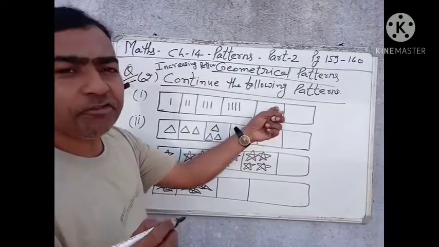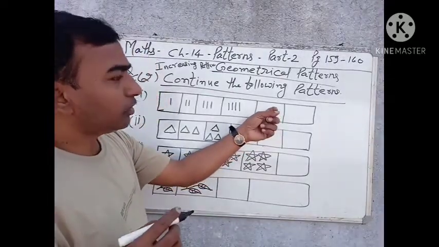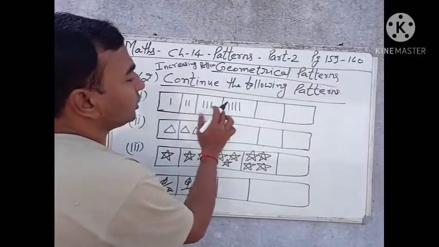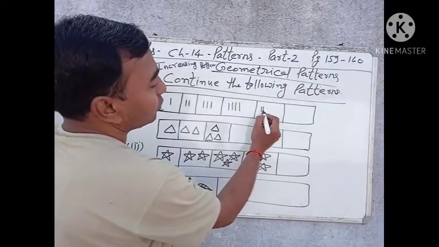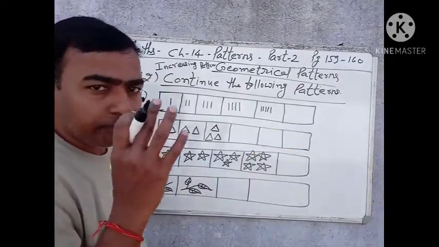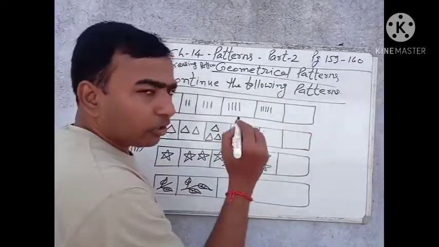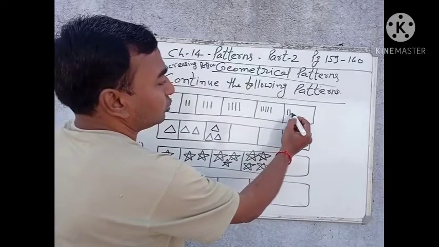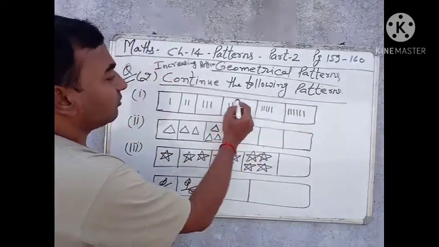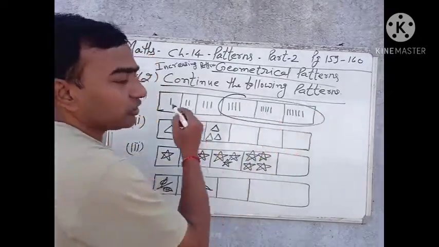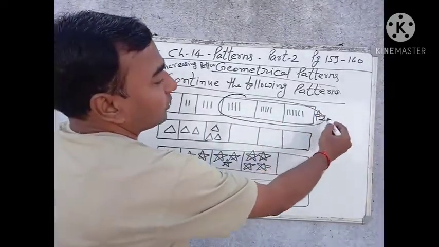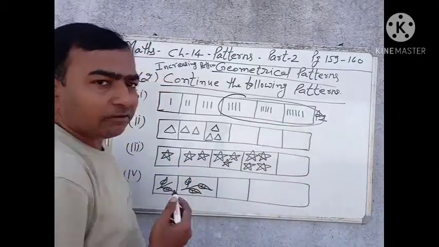In box number 5, we will draw 5 lines: 1, 2, 3, 4, 5. In the last box, we will draw 6 small lines: 1, 2, 3, 4, 5, 6. Okay, so this is our answer. Our last 3 boxes are our answer.